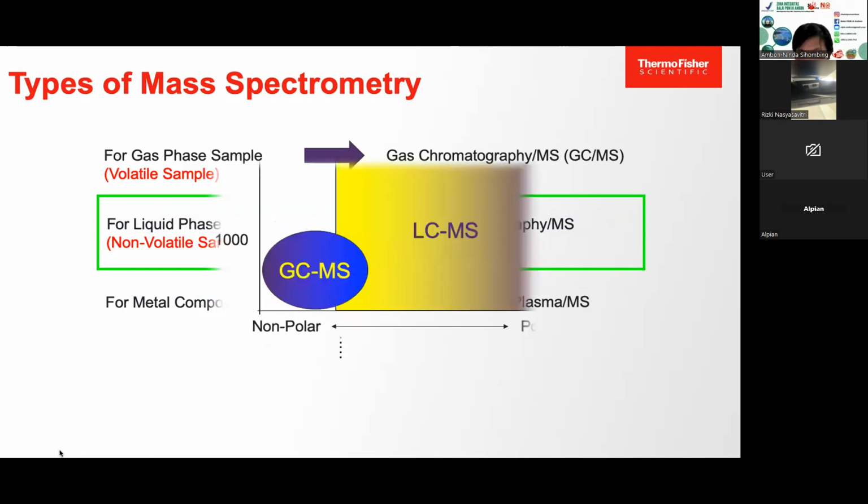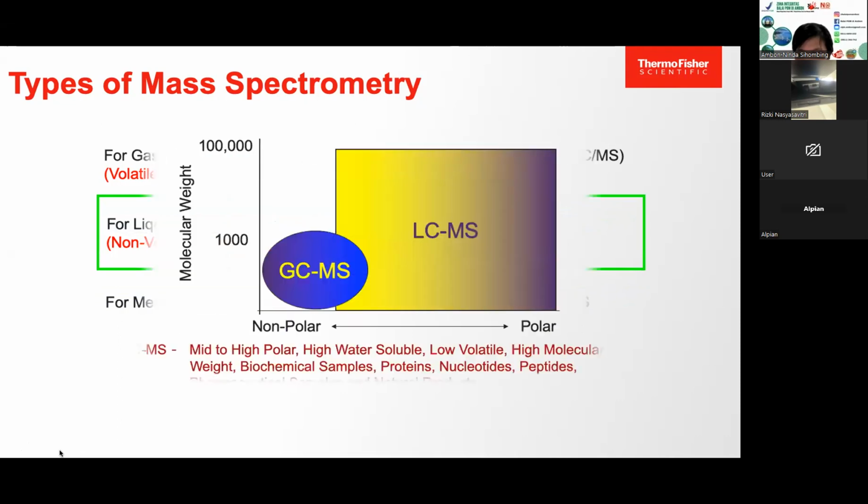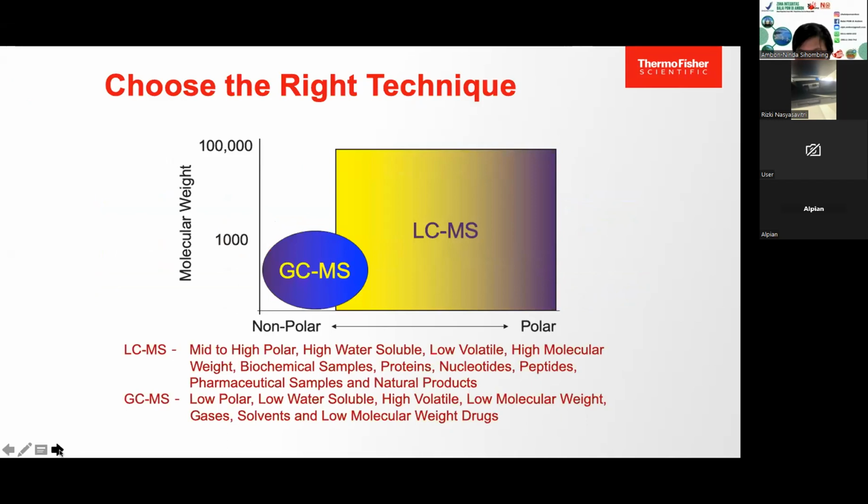Okay, so this diagram gives you some overview. If someone passes you a compound and asks you to help analyze it, which method should you use? It is very much dependent on the polarity, hydrophobicity of the compound, and also the molecular weight.